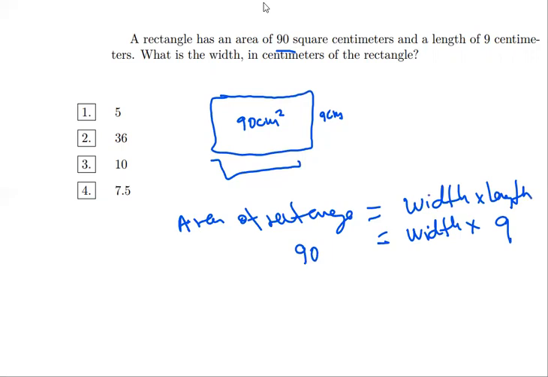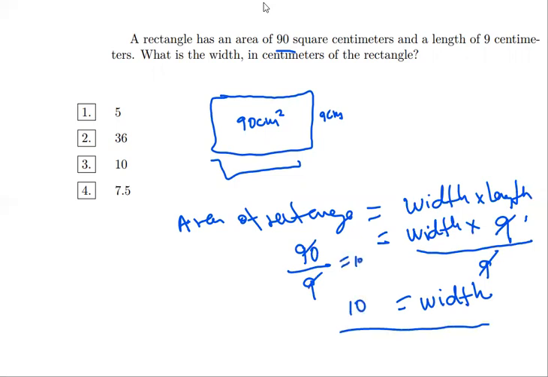Okay. So if we just divide both sides by 9, divide this side by 9, divide that side by 9, 9 divided by 9 just gives us a 1, and what we have left on this right side is just the width. And over here, we have 90 divided by 9 is equal to 10. So the width is 10 centimeters.